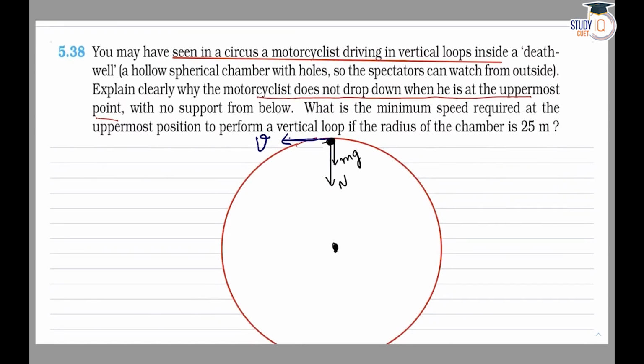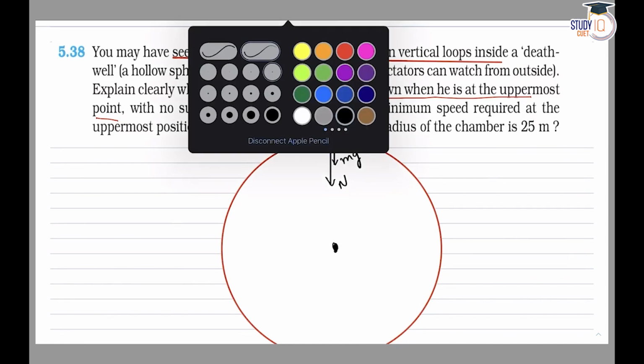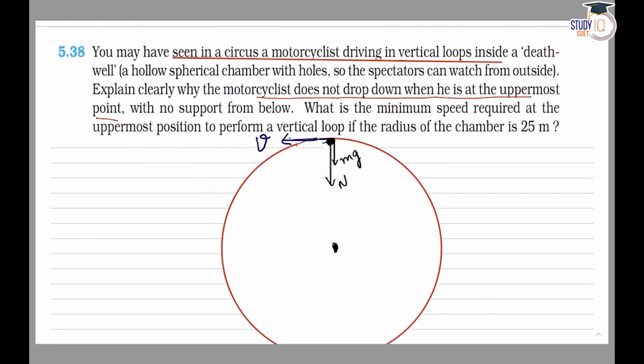When a particle moves in a circle, it requires centripetal force. So in this case, the mg is helping the person to move in a circular path. We can say that the centripetal force at this instant is given by normal plus mg, and the speed at this instant is tangential, so the particle will move along the direction of velocity. The particle will move in the forward direction, not in the downward direction, and this force is helping as the centripetal force.